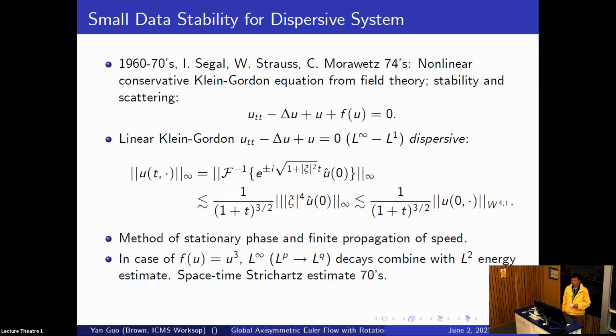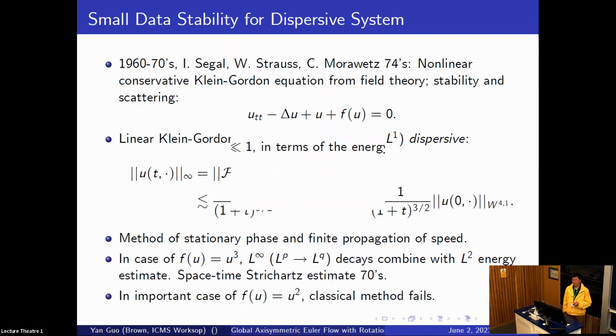So in the 60s and 70s, what those pioneers could do is solve the problem with cubic nonlinearity by using the interplay of the L infinity estimate and the high order energy estimate. However, they couldn't do the case with quadratic nonlinearity. Let me briefly convince you what the problem was.